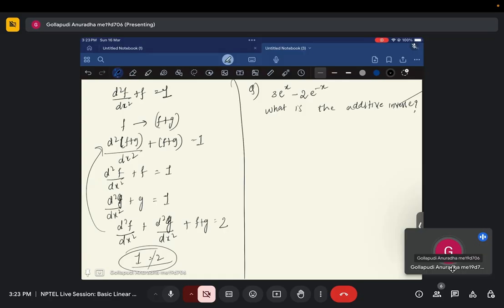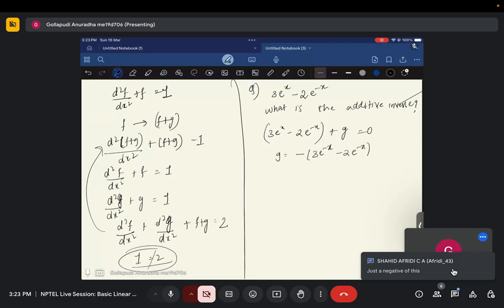Yeah, so it's a simple question. Please don't think so much on this. So this is 3e power x minus 2e power minus x. So I'm adding some function g to it so that I'm getting 0. So that's just going to be a simple negative of this. Yeah, so just a negative. Someone answered this. So it's going to be negative of this. So that's the additive inverse.